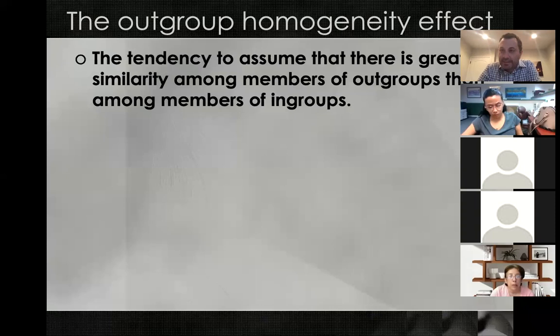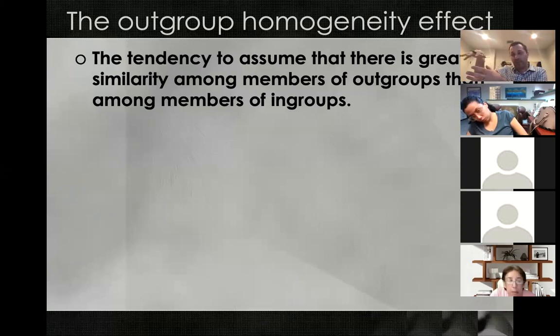Another bias that people tend to exhibit as it relates to stereotypes is what's called the outgroup homogeneity effect. This refers to a tendency that we have to assume that everybody in a specific outgroup tends to be much more similar to each other than people within our in-groups.